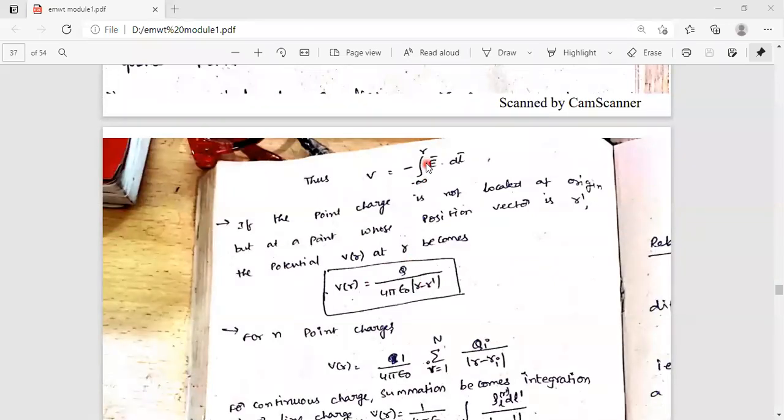So A is infinity, B is R. The point B is at R units from the origin. So V is minus integral infinity to R E bar dot dl bar. Okay, this is V when you substitute the limits.